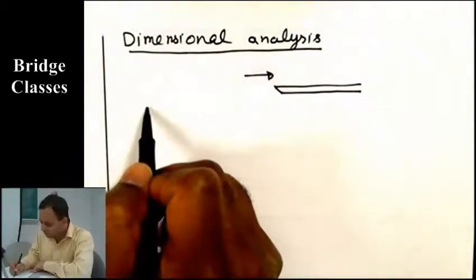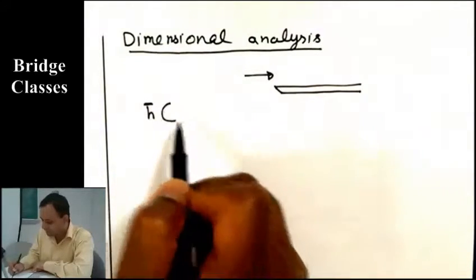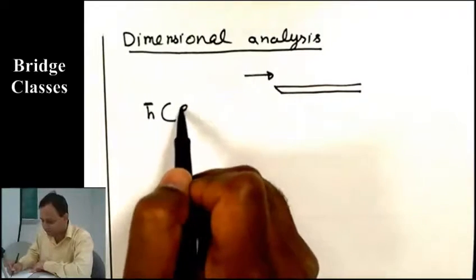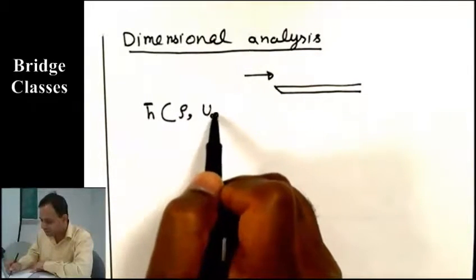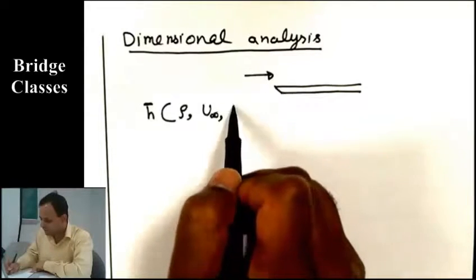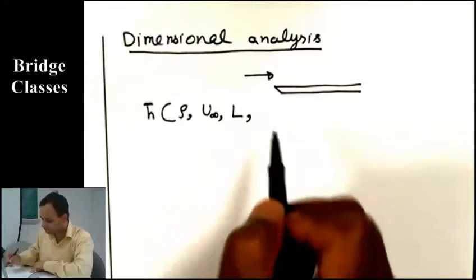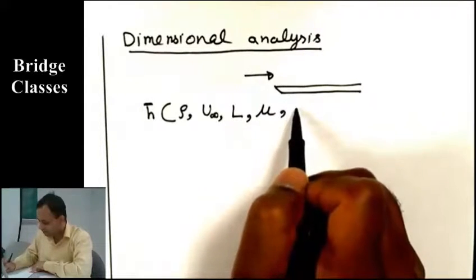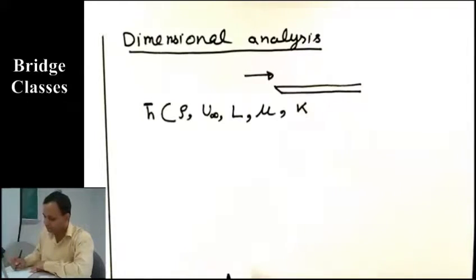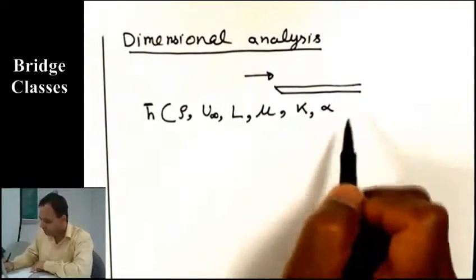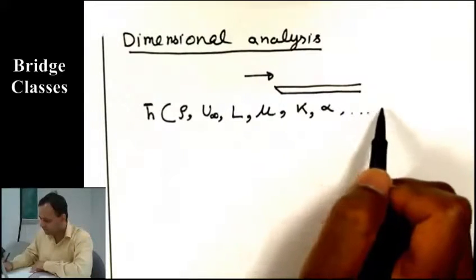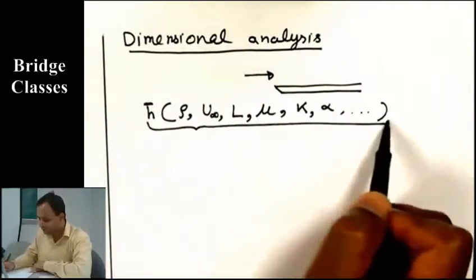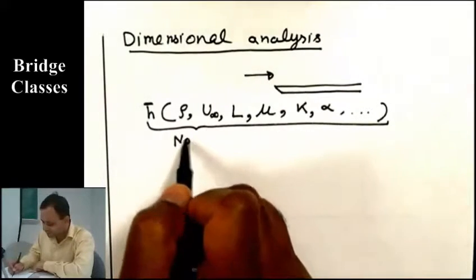So you can write down that the average convection coefficient will depend on all the parameters that you think are important. Like there will be density, velocity of fluid, the length of the plate, dynamic viscosity, thermal conductivity of the fluid, thermal diffusivity of the fluid. So like that, we list all the parameters. That is one option, and based on this, we can come up with the non-dimensional parameters.